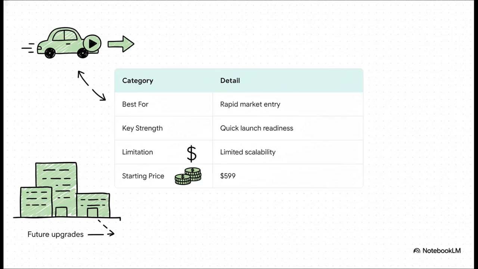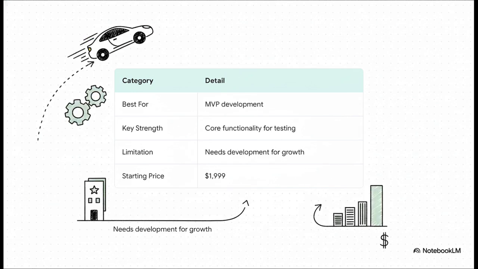So as your business grows, you might need to reevaluate down the line. It's absolutely perfect for getting started fast, but maybe not for building a massive long-term platform without some future upgrades. Oil Labs is another sprinter, but it has a very specific focus.